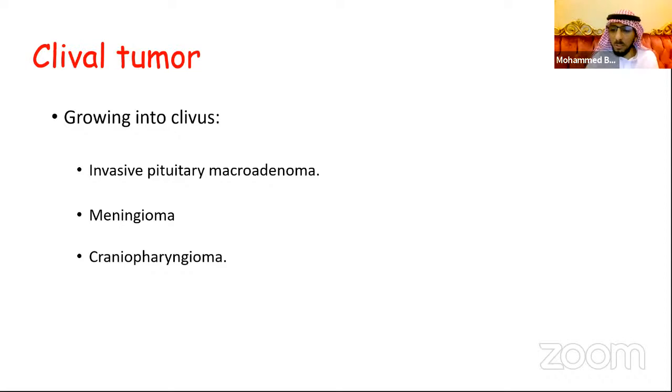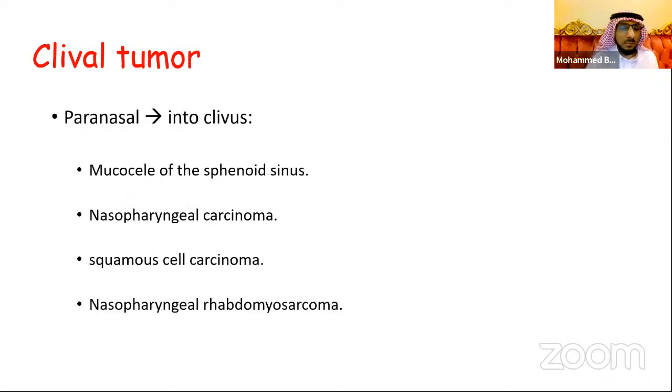Transnasal is growing in the literature as a way to go for these tumors. Craniopharyngioma can also arise from the sellar and suprasellar area and extend to the clivus. Paranasal lesions going to the clivus include mucoceles of the sphenoid or ethmoid sinuses, and nasopharyngeal carcinomas. This is another disease that is typically treated by radiation, as are squamous cell carcinoma and nasopharyngeal rhabdomyosarcoma.